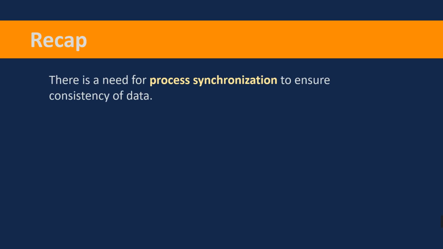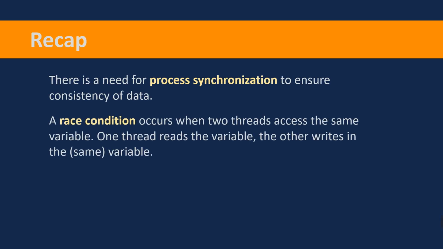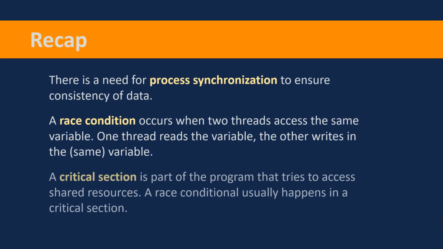So, very long. To recap, there is a need for process synchronization to ensure consistency of data. A race condition occurs when two threads access the same variable. One thread reads the variable, the other writes to the same variable. A critical section is the part of the program that tries to access shared resources. A race condition usually happens in a critical section.